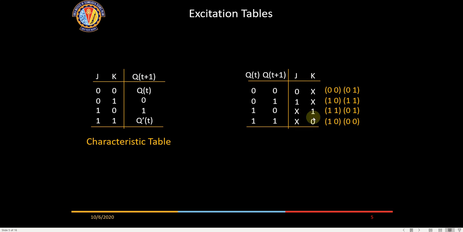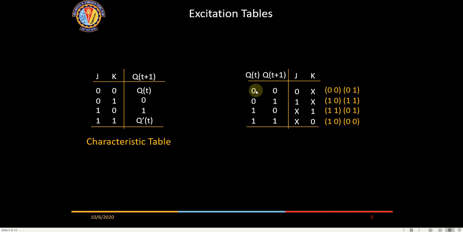So this is known as the excitation table, right? This is a very, very important table for JK. For sequential circuit design, you have got to remember this table. This table is an important thing. Could you explain this table again?